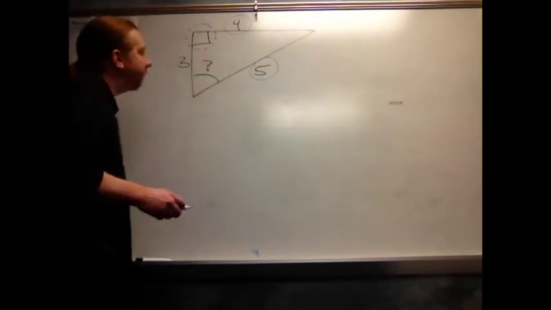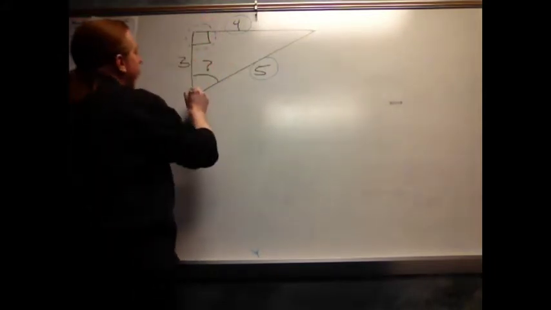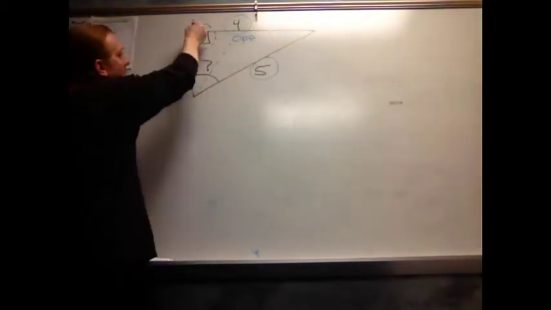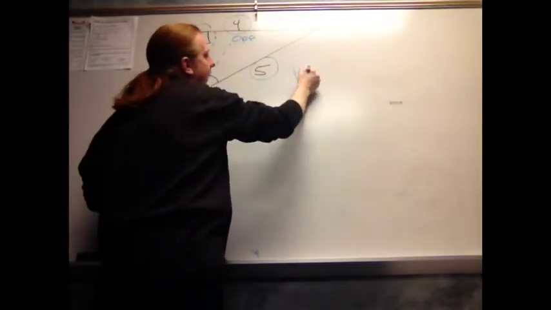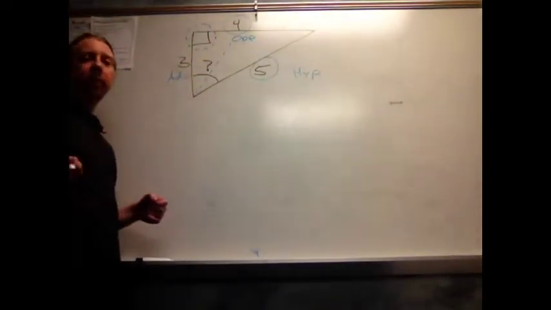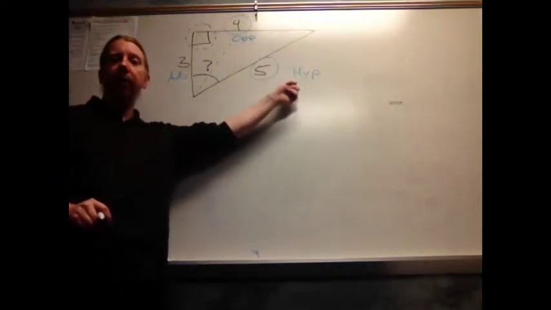Right, so this problem here. I want to come up with that angle, so I'm going to label my sides. Opposite from the angle I want to play with is my opposite. Across from 90 degrees is my hypotenuse. Next to the angle is the adjacent. So now I can look at this. I've got the opposite, I've got the hypotenuse.